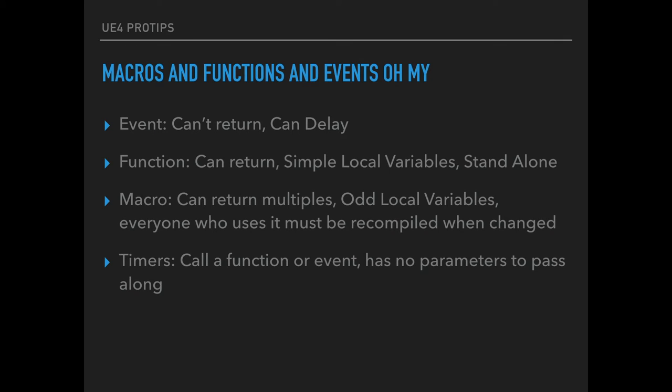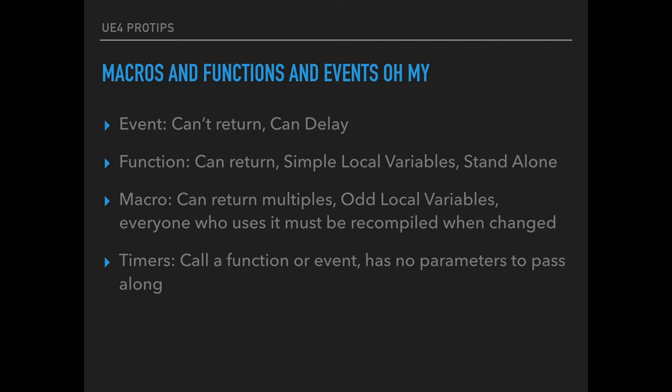Macros, functions, events. We've gone over this a lot, so I just want to go over when it's a good time to use each, at a real high level. An event cannot return data, but it can delay. The game can be delayed based on an event. You want to do something later, you can fire an event and then the action can be handled later, versus a function is immediate. As soon as you call the function, it's immediate. A function can return data.